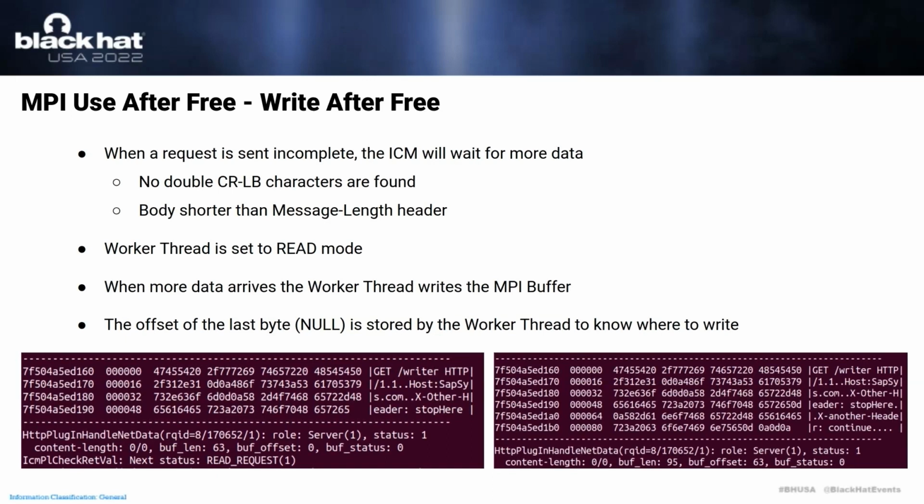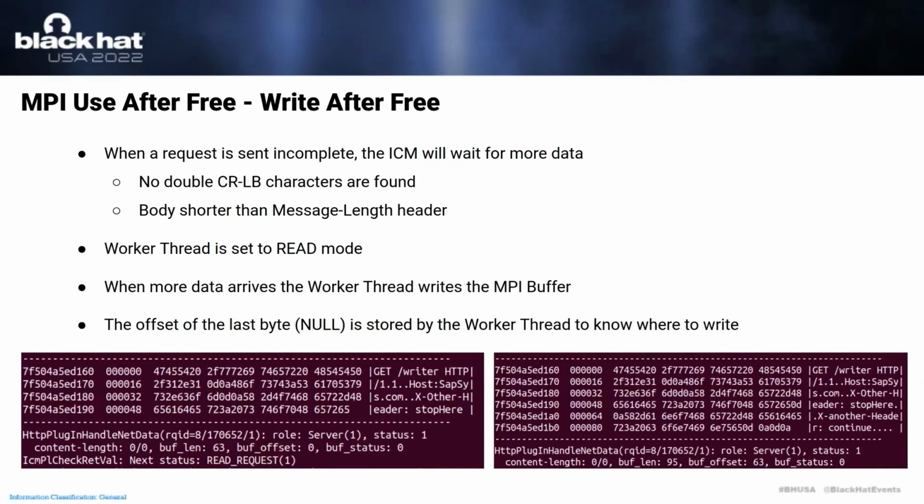And we are going to do it by sending an incomplete pipeline request. When we send incomplete requests, the worker thread waits for more data. Incomplete requests are any request that does not contain 2 line breaks after the headers, or that contains a body shorter than the message length header stated. So when the worker thread tries to read this request, it will parse it, and it will be set again to read mode because more data is required.